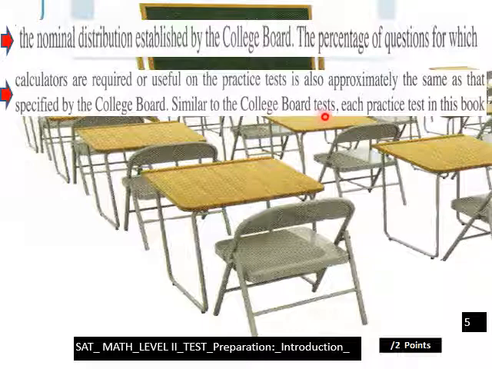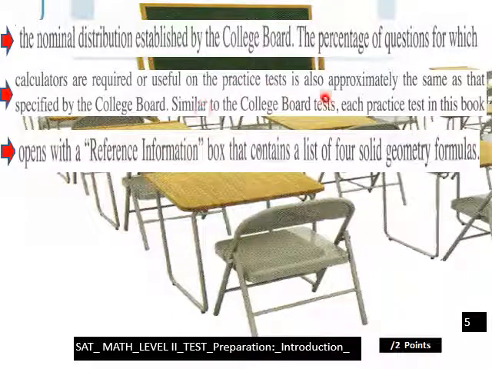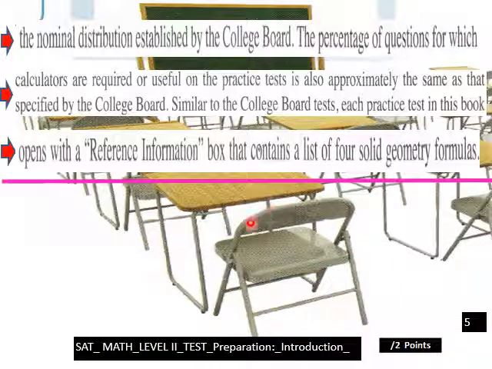Similar to the College Board test, each practice test included in this course opens with a reference information box that contains a list of 4 solid geometry formulas.